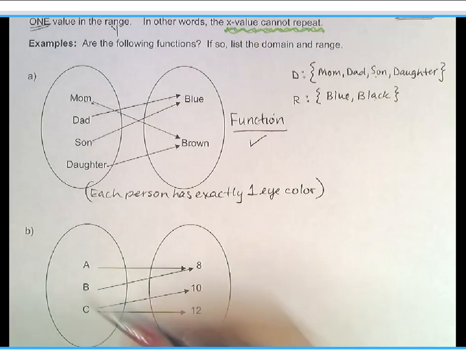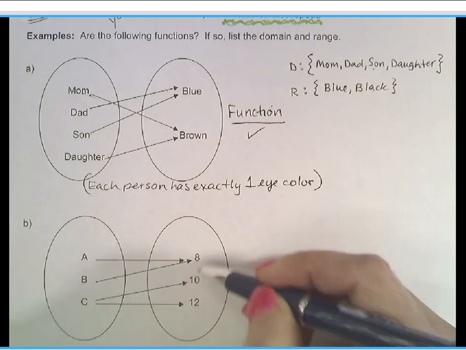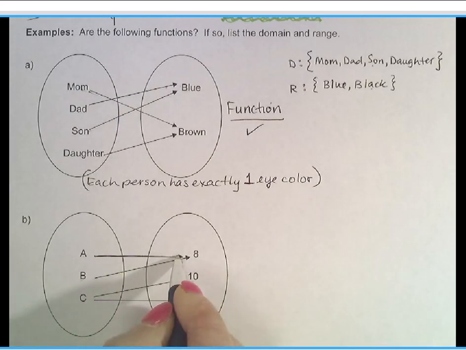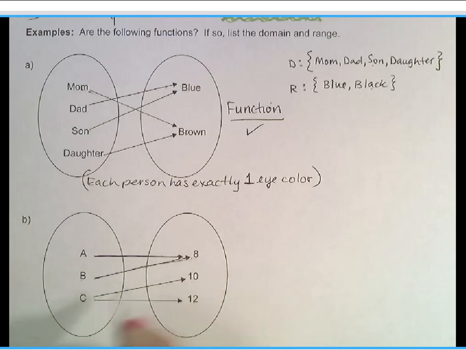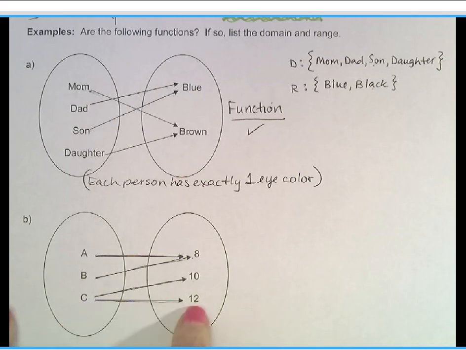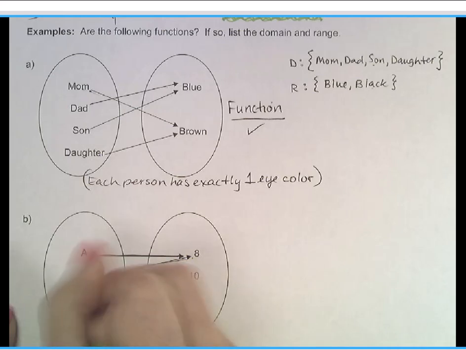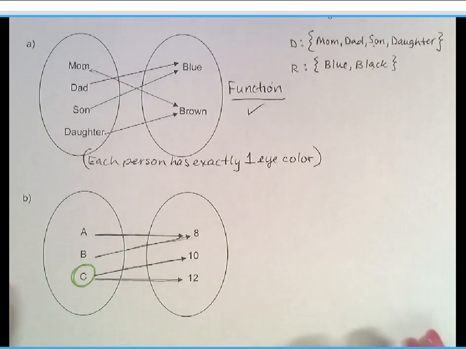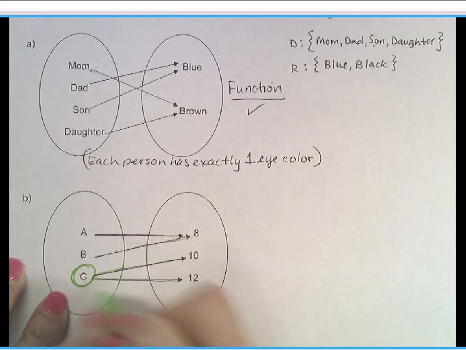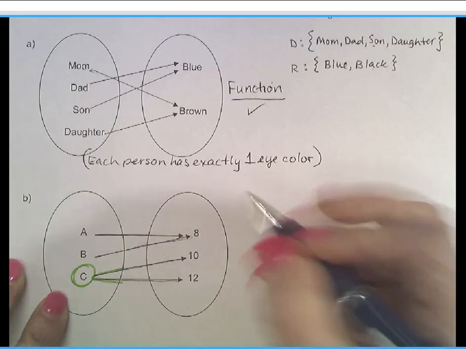The next one, our first set is the letters A, B, and C, and they're paired with the numbers 8, 10, and 12. So we can see A is paired with 8, B is paired with 8, C is paired with 10, and C is also paired with 12. If the rule is that every X can only be paired with one Y, then C is kind of screwing it up for everybody. It's like he's cheating, and that's not allowed, right? That wouldn't be a functional relationship if C is hanging out with 10 and 12. Because C has 2 arrows coming out of it, that's what makes this not a function.